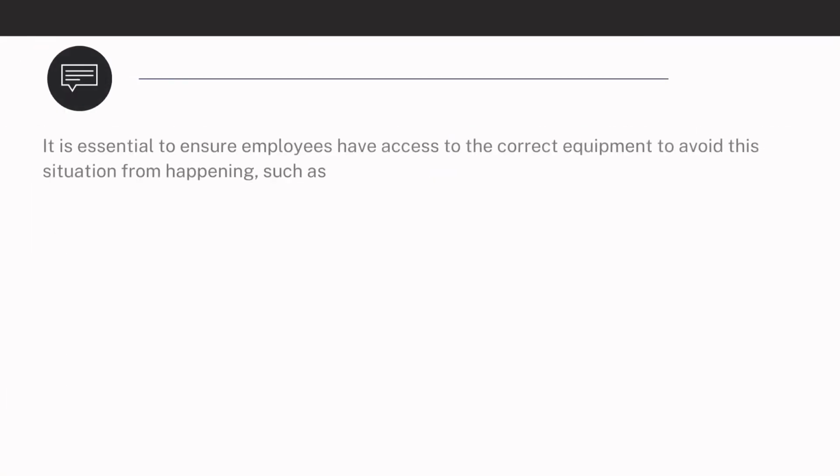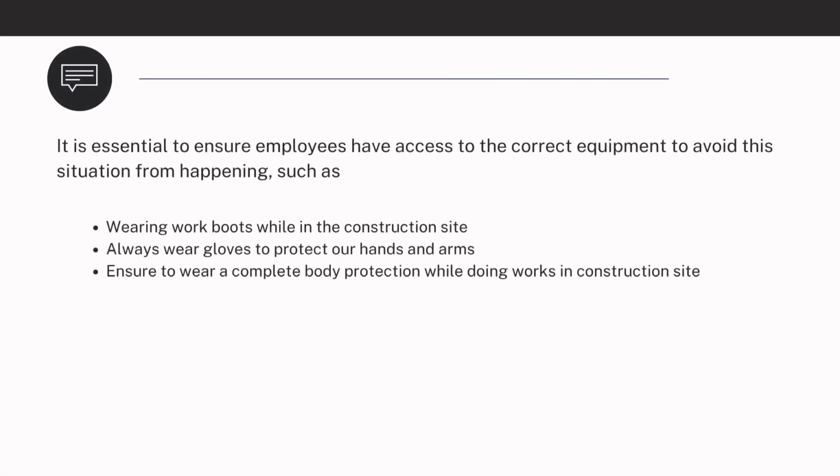So it is essential to make sure the workers wear work boots while on the construction site. Always wear gloves to protect our hands and arms, and ensure that they are wearing complete body protection while doing all the work on the construction site.